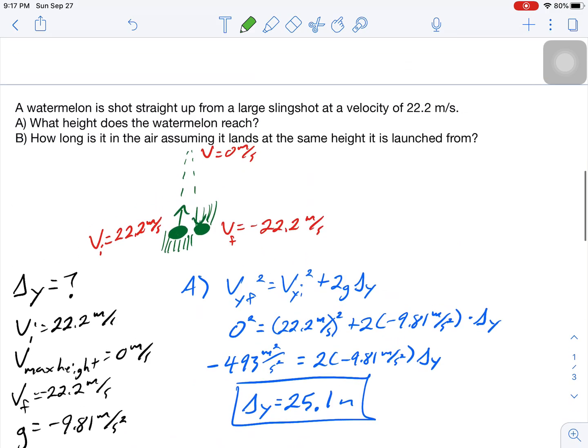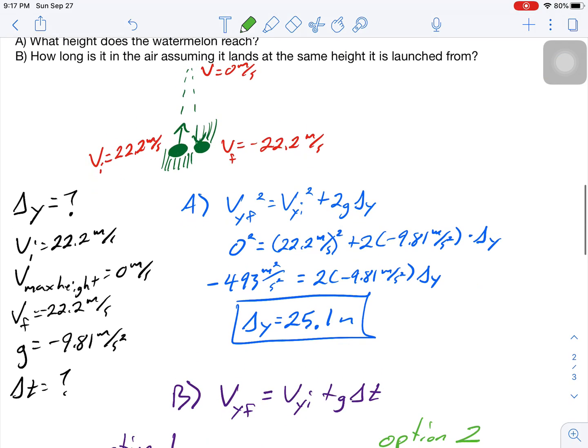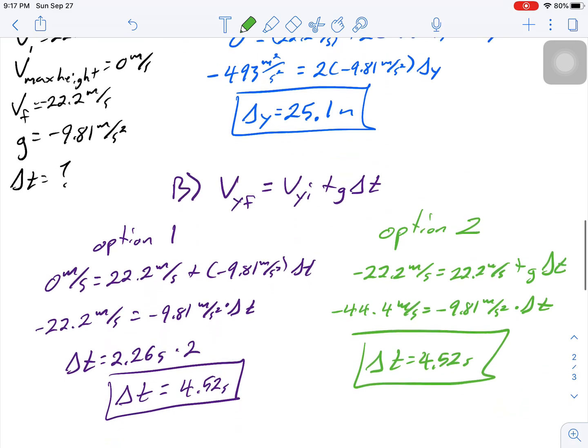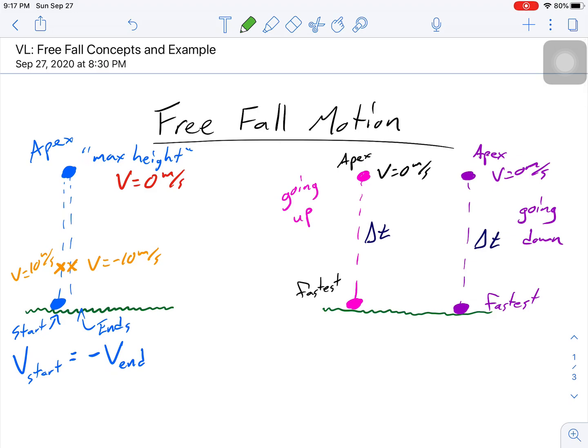So there's your quick example to work through some of the math using the problem-solving method that has been introduced to you all. And there are just some of the concepts of free fall motion that are going to be important for your understanding of the content.